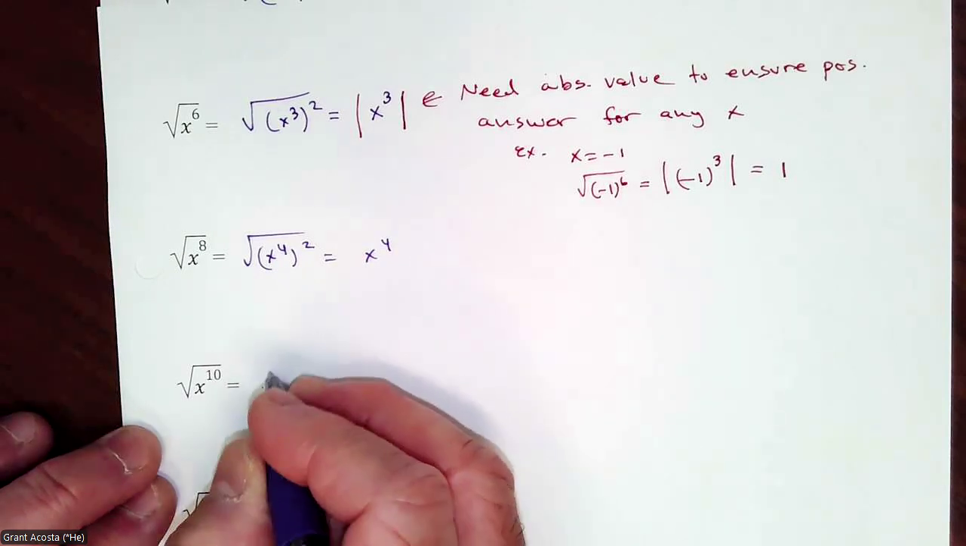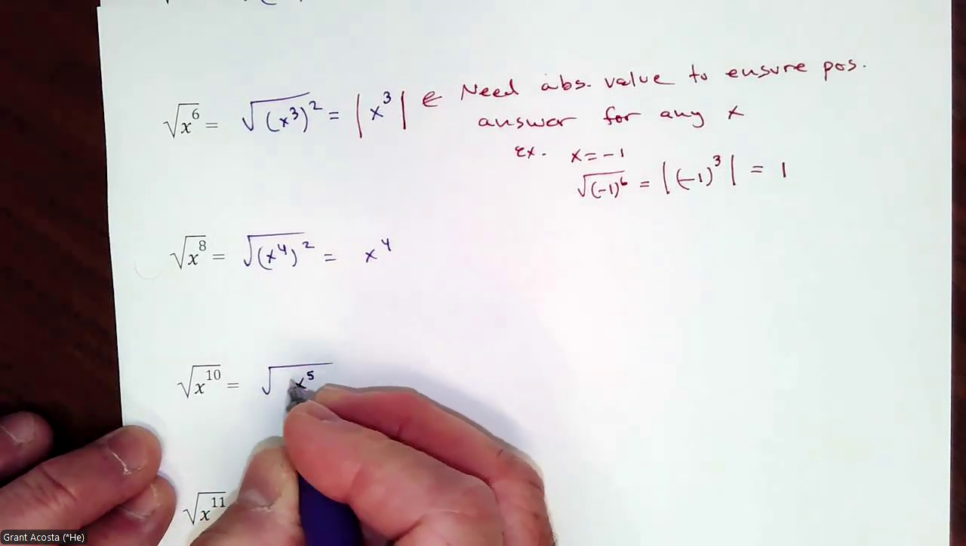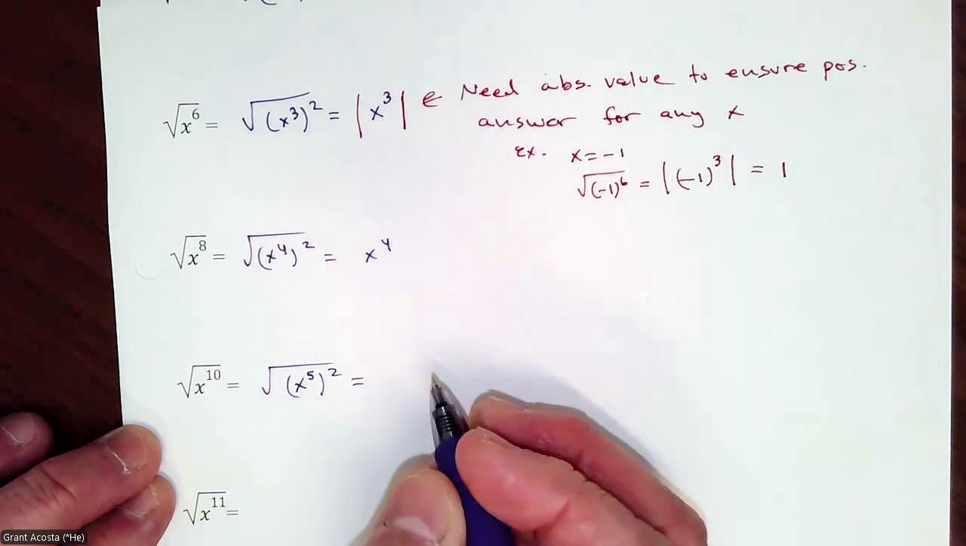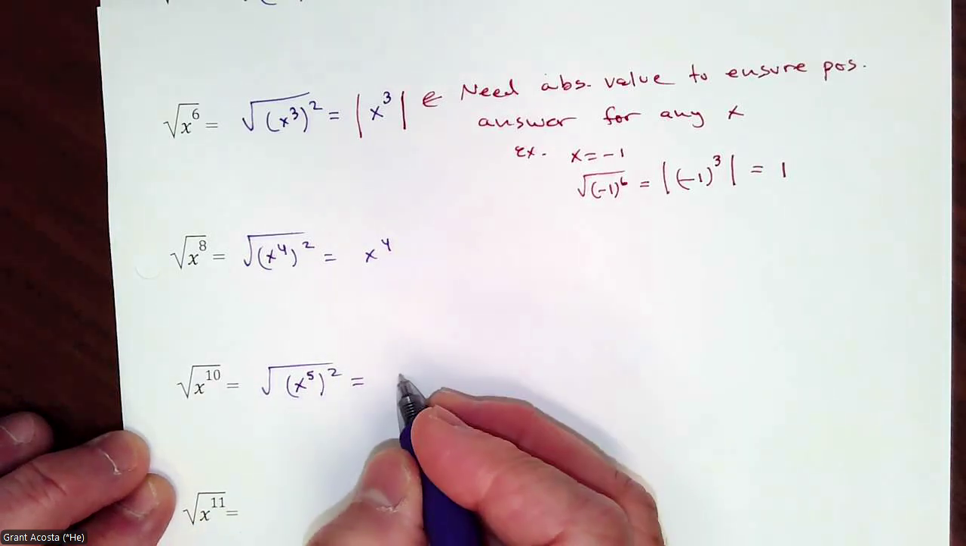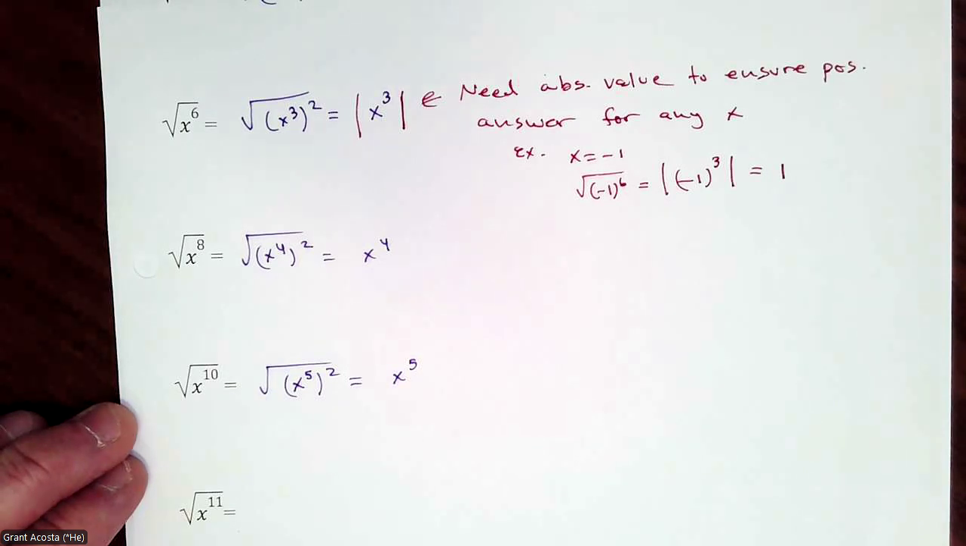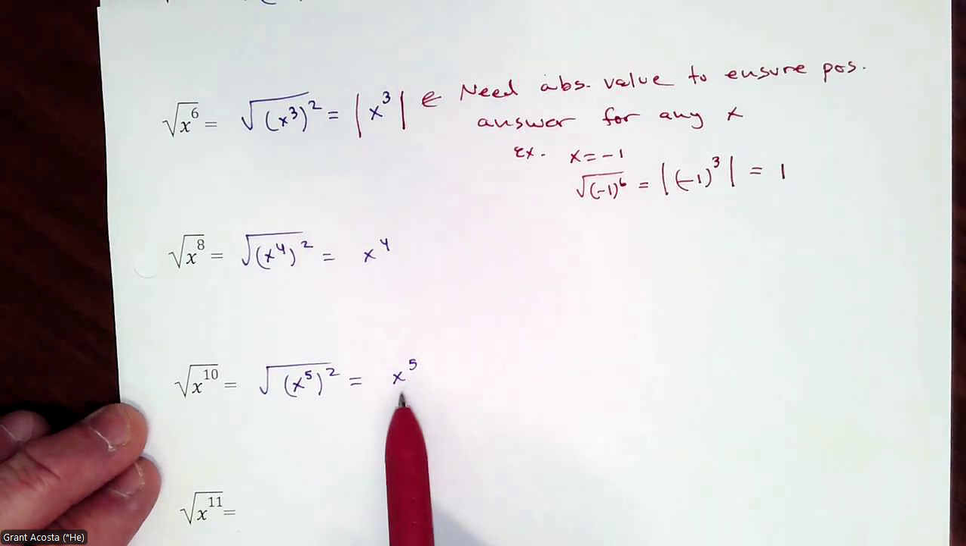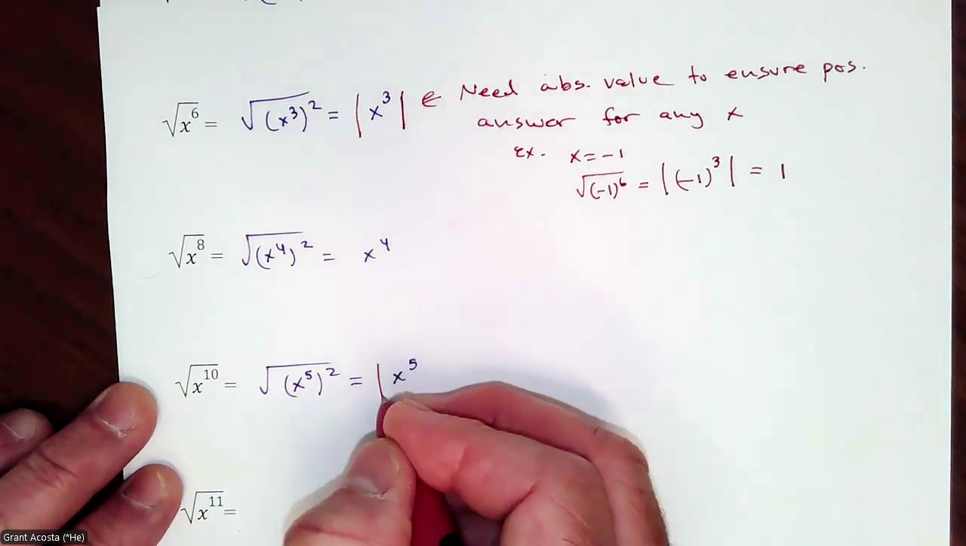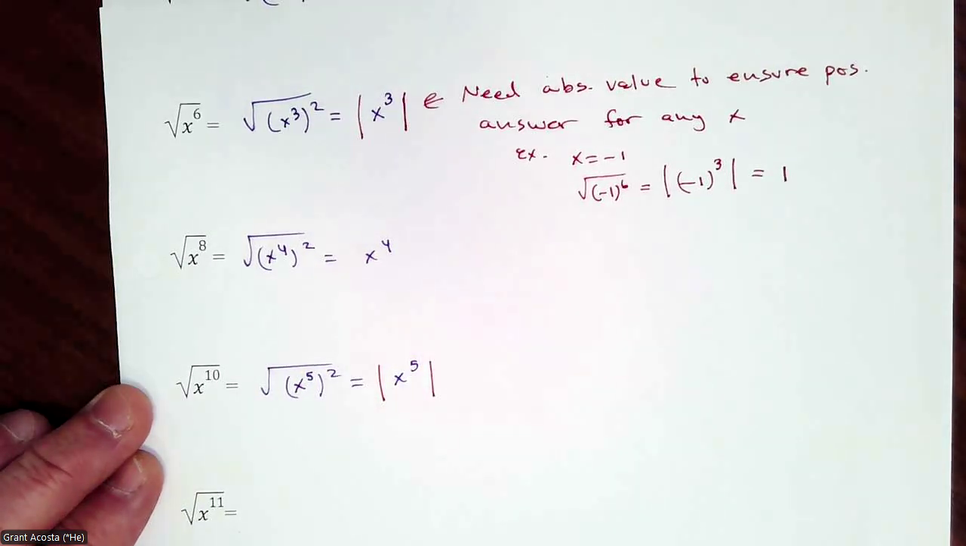Square root of x to the 10th. X to the 10th is x to the 5th squared, which is x to the 5th. Do I need absolute values? Could this ever be negative? Yes, it could. If I put a negative number in there, so back to an absolute value.